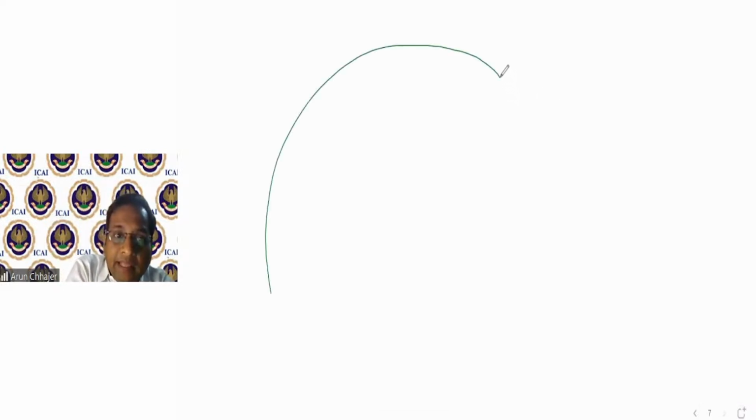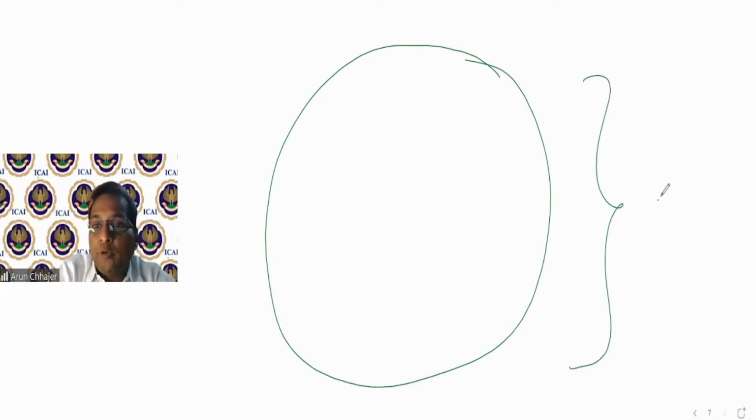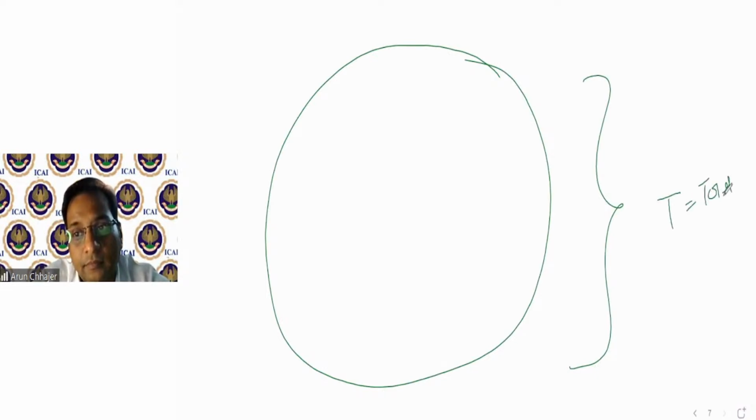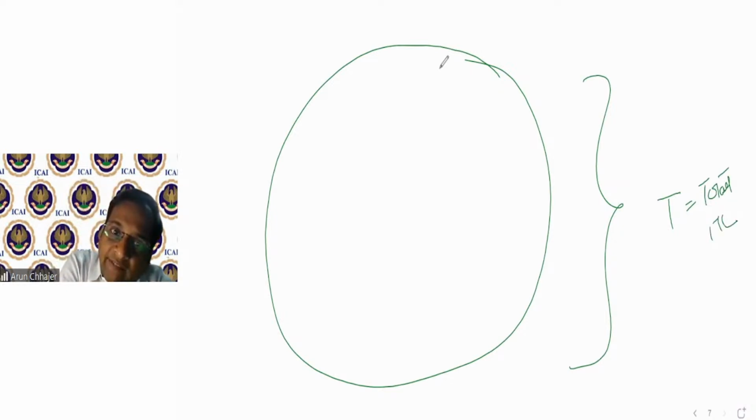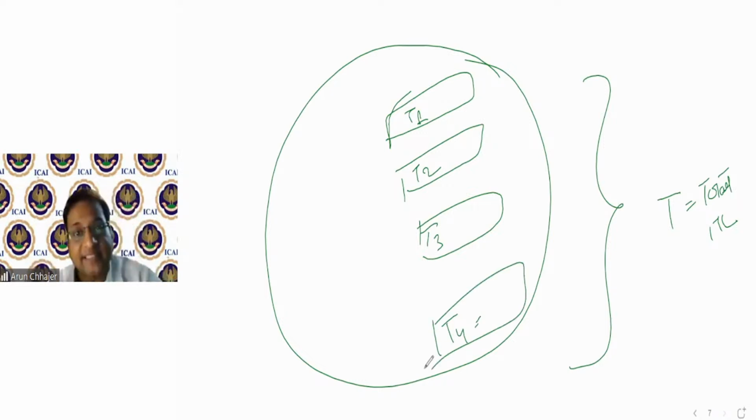Let's say my total input tax credit is T. T is total ITC. Out of which I will bifurcate some parts, which I will call T1, T2, T3, then T4. What are T1, T2, T3, T4? We will discuss. First, try to understand the structure, then we'll go to read the provision.